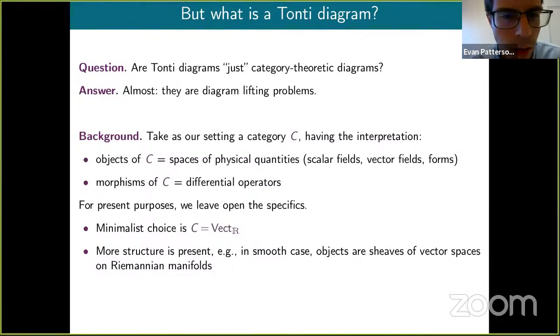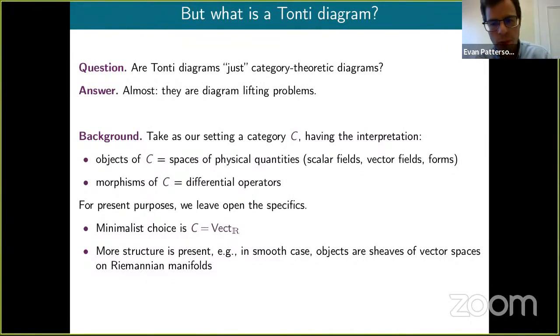To explain this, we're going to take our diagrams to be in some category C, and the interpretation of this category will be that the objects of C are the spaces of physical quantities. So think of things like scalar fields, vector fields, differential forms, that kind of stuff.